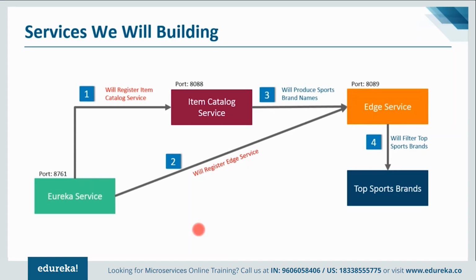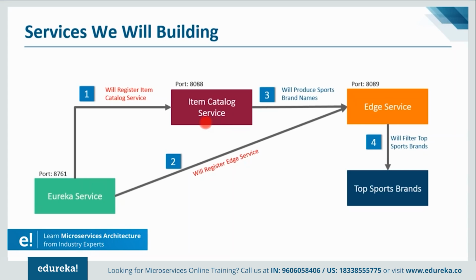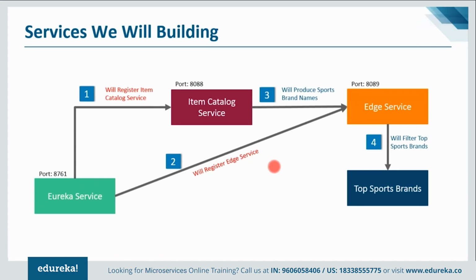Let me just repeat it once more. We have a Eureka service, which is owned by Netflix, and this is basically a registry service. We have the other microservices registered in this service. The item catalog service will have the sports brands. Then the edge service will give us the top sports brands, filtering only the top ones. This is how the architecture of our Spring Boot application is.